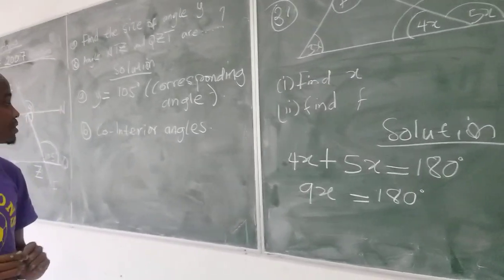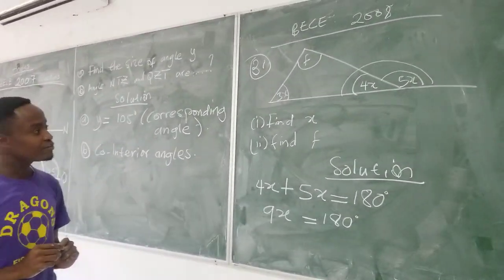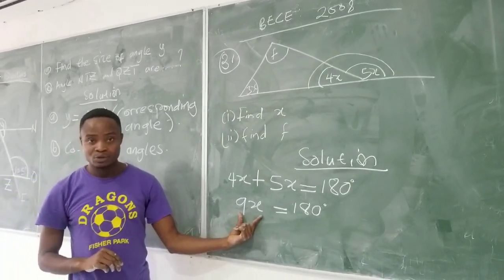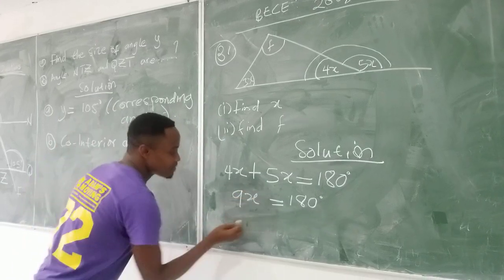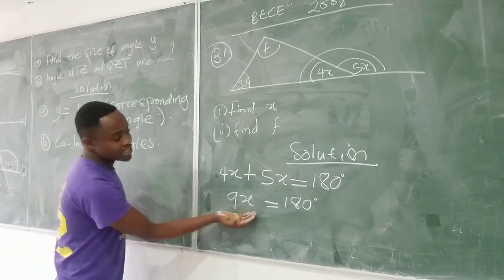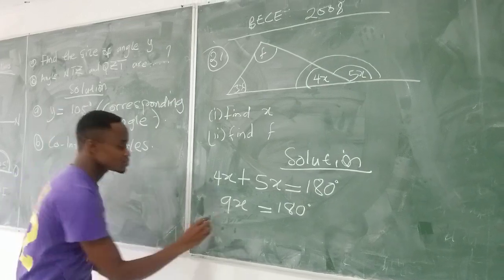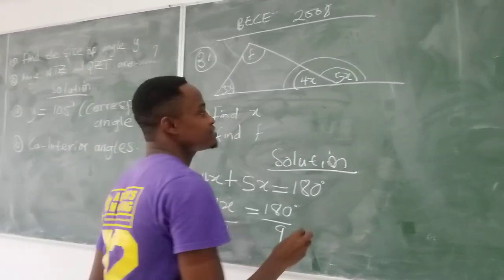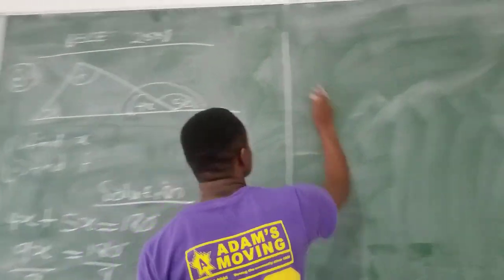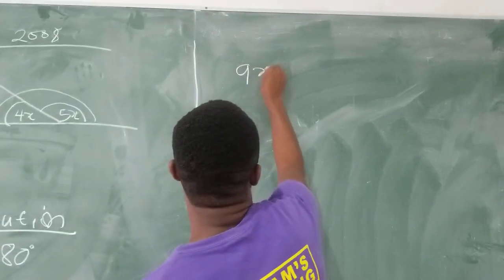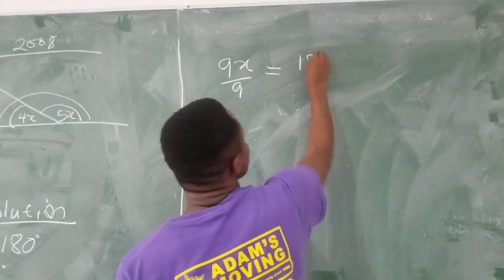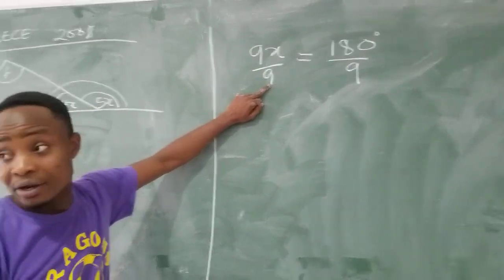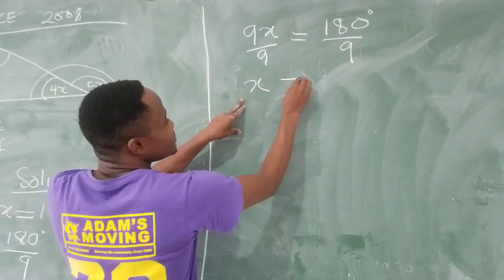But what are we looking for? We are looking for x. So we have to make sure that x stands alone. Now this x is multiplying, so what can we do to find our x? We can only divide through. So let's divide through by 9. When we divide through by 9, let me write it here again. x is equal to 180 divided by 9. 9 divided by 9 is 1. So now we have our x equal to.